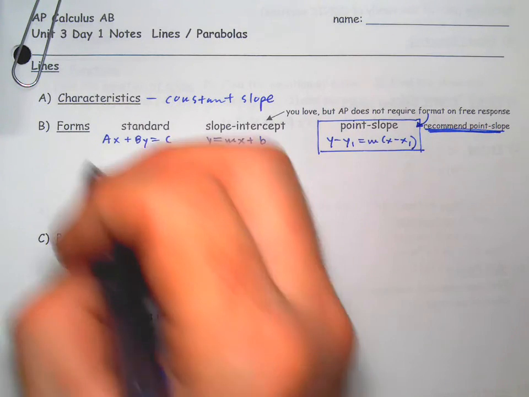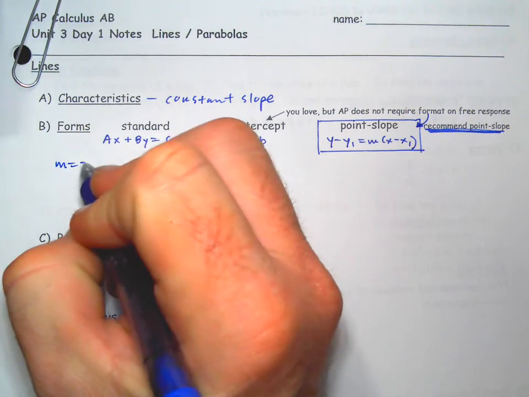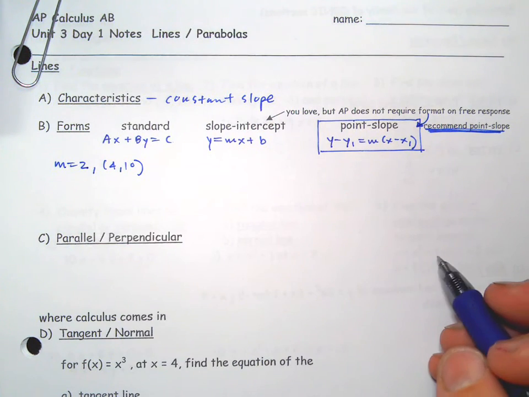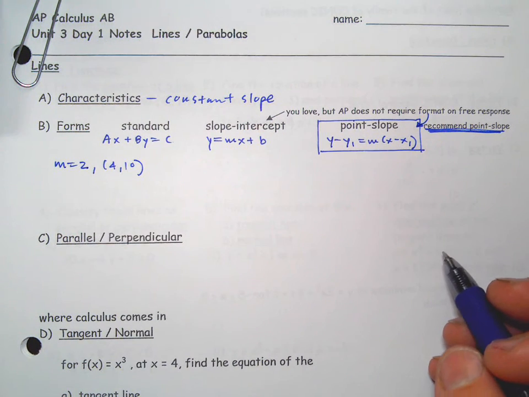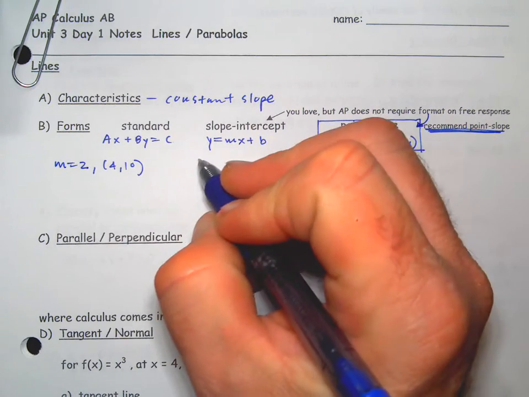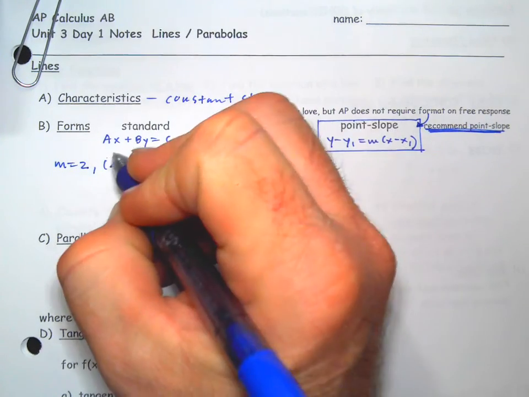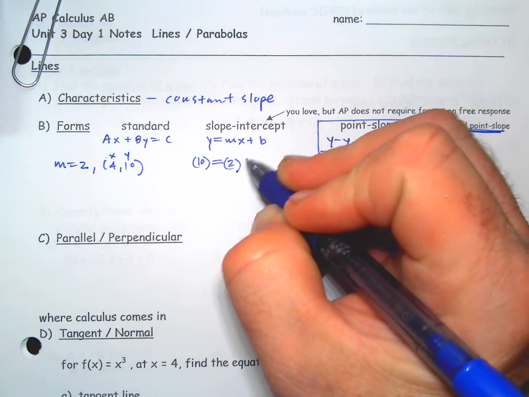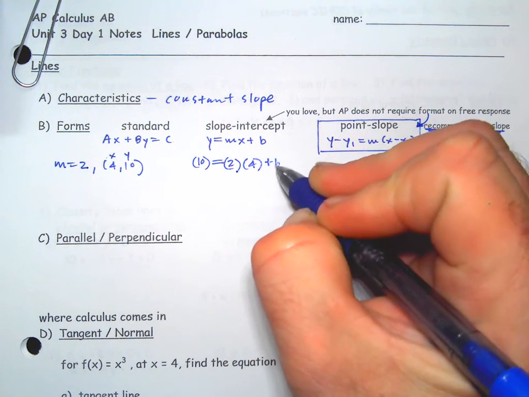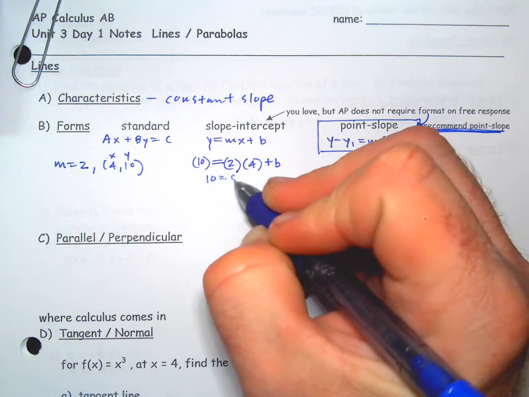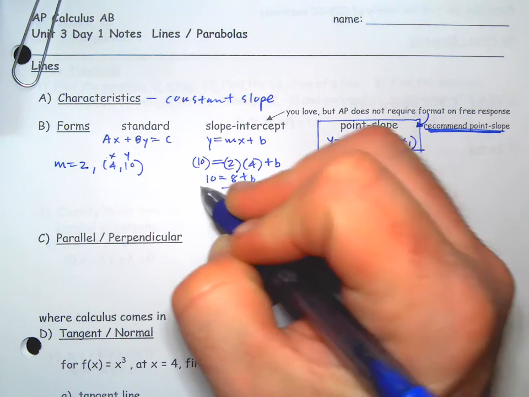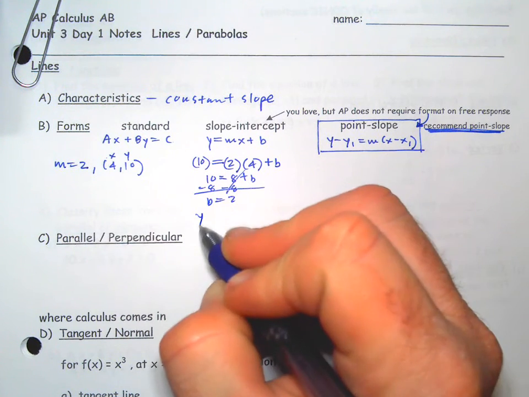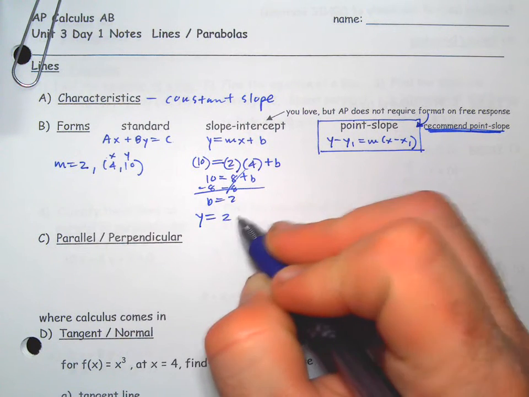But let's just do a quick example. Let's say you know the slope is 2, and you know a point on the line, which is all you need to write the equation of a line, a point and a slope, any point. Now if you do slope-intercept, you plug in 10 for the y, this is your x, this is your y. Plug 2 in for m, 4 for x, and then I guess you could find b. B equals 2. And then you can rewrite your equation in slope-intercept form, y equals 2x plus 2.